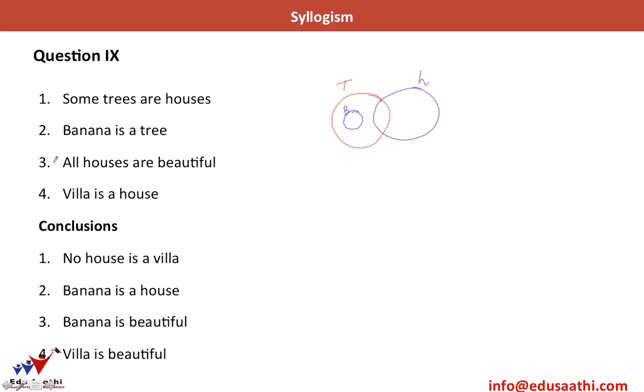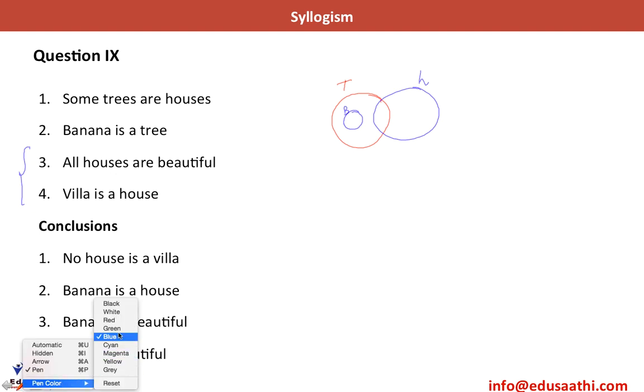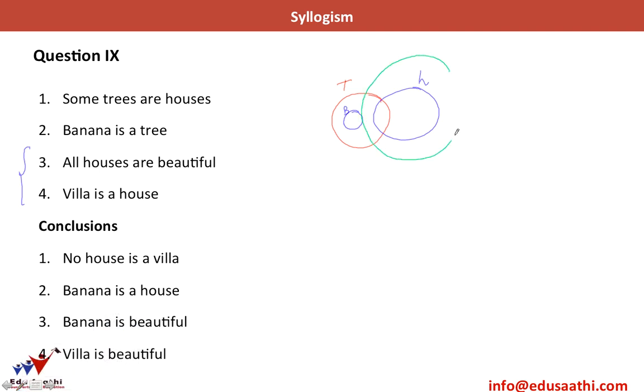Why? Because in these statements there is no relation between bananas and houses given. So I cannot assume one. All houses are beautiful. So let me draw a beautiful house with a green color. So this is for beautiful. Now there is no intersection here, keep in mind, because again beautiful and banana, I am not given any relationship between them. It's just that I made the diagram slightly incorrect.